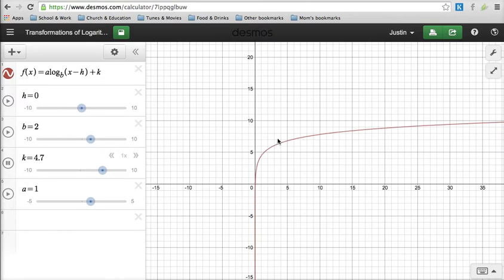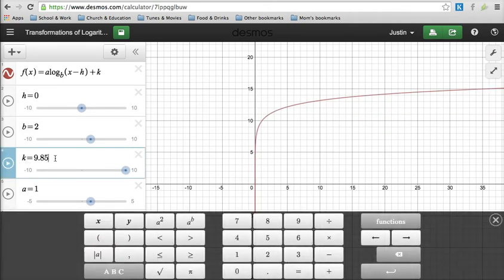Okay, so here it is. K is moving this up. And k is now moving it down. And k is moving back up now because it's positive. And now k is moving it back down. So as you can see, the k changes the y values. It's moving this function up and moving this function down. So let's go back and just look at k equal to 0.